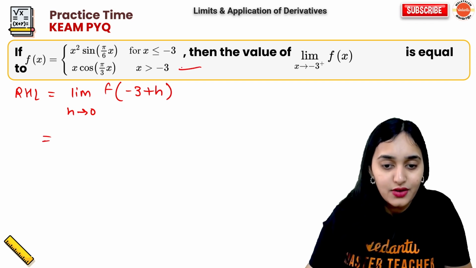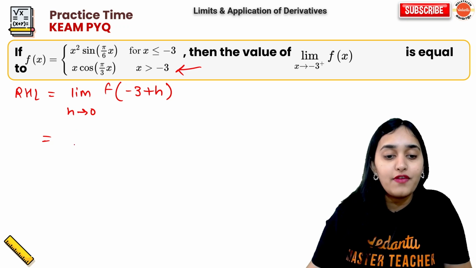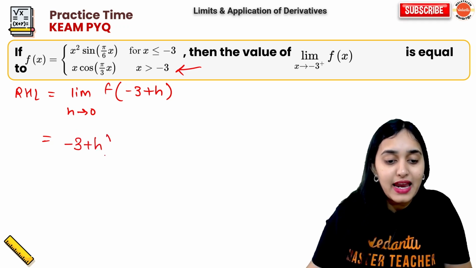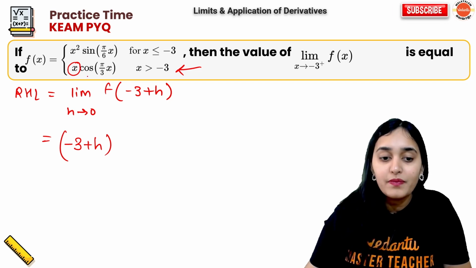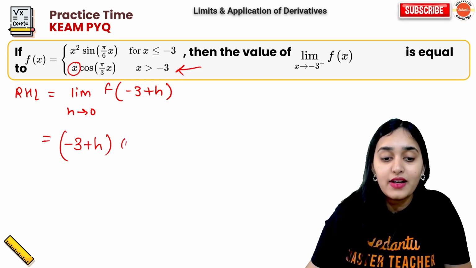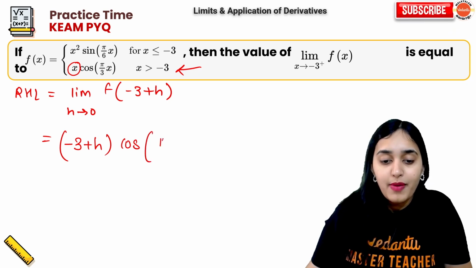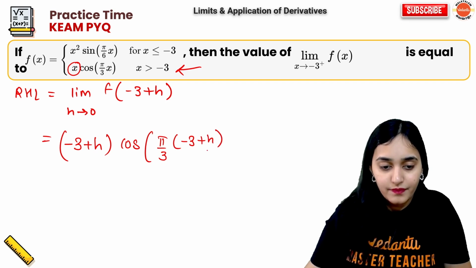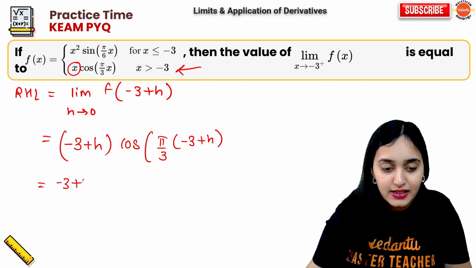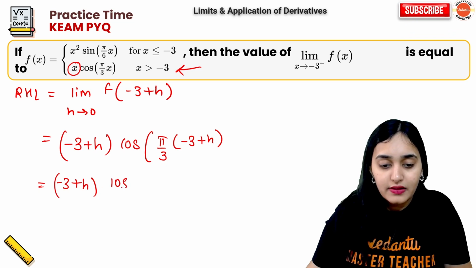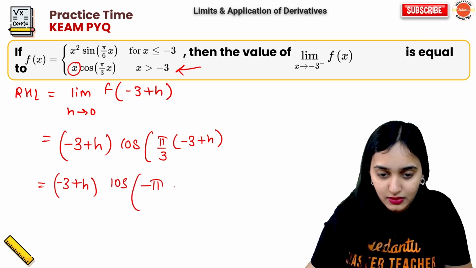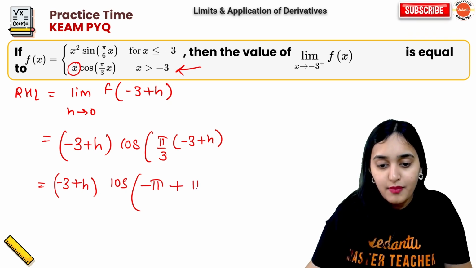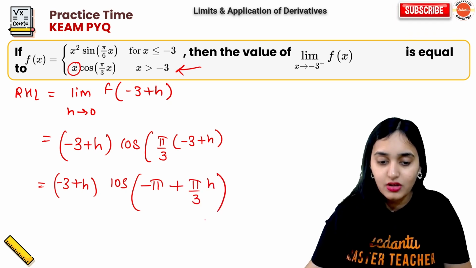Now put in the value. For x greater than minus 3, what is your function? Minus 3 plus h. So in place of x, we are writing minus 3 plus h. In place of cos x, we will write cos of pi by 3 into minus 3 plus h. So this will become minus 3 plus h into cos of, 3 cancel, minus pi plus pi by 3 h, right?